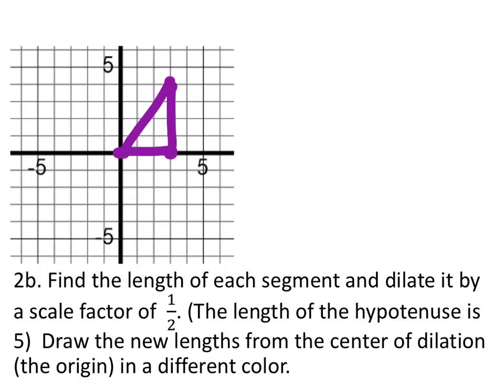Alright, so I'm going to zoom in on this because we're going to need to. But to B, find the length of each segment and dilate it by a scale factor of 1/2. Don't forget the length of the hypotenuse is 5. Oh, that's good. They told us that. We can use the Pythagorean theorem for that. But it also says to draw the new lengths from the center of dilation, the origin, in a different color.